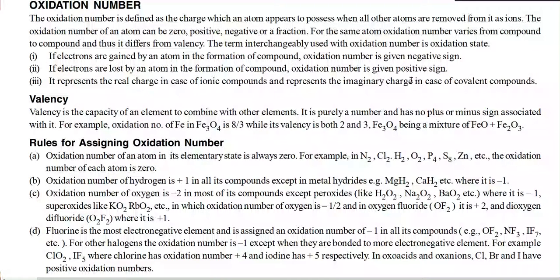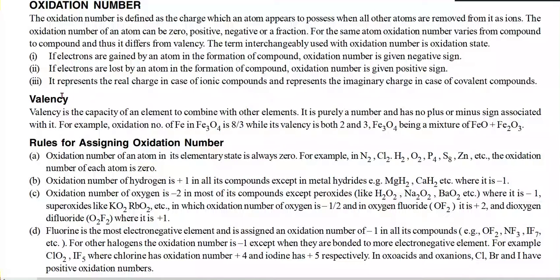For example, HCl. In HCl, hydrogen is plus and chlorine is minus. It means hydrogen loses one electron and chlorine gains one electron. So the atom which loses an electron is given a positive oxidation number. If electrons are gained, then the oxidation number is given a negative sign.